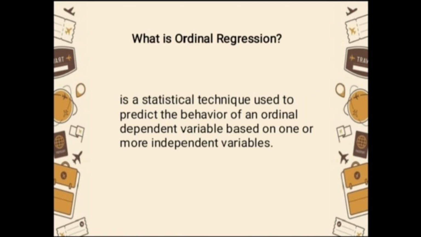So, what is ordinal regression? Ordinal regression is a type of statistical analysis used when the dependent variable is ordinal, meaning it has a natural order but the distances between the categories are not uniform. For example, think of survey responses like poor, fair, good, and excellent. While we can rank the responses, we can't quantify the exact difference between them.